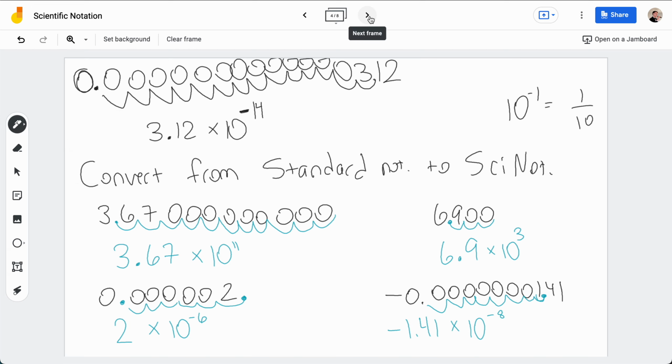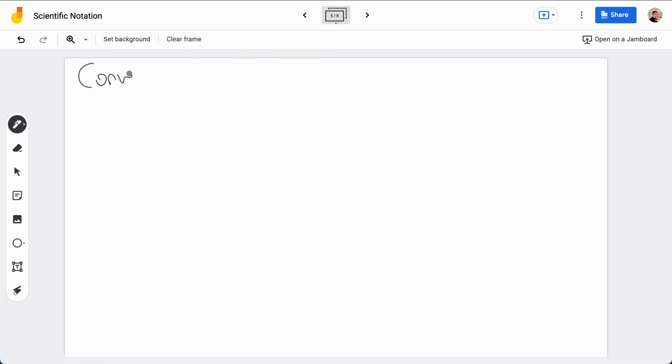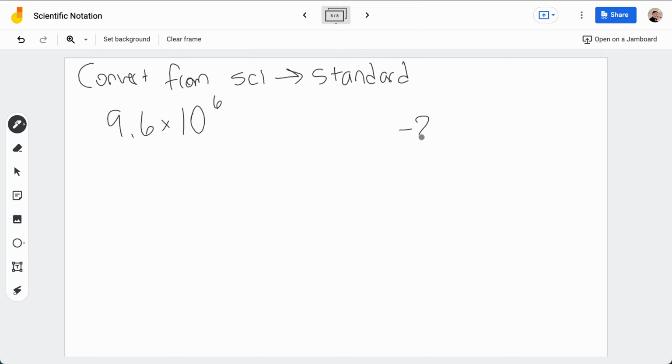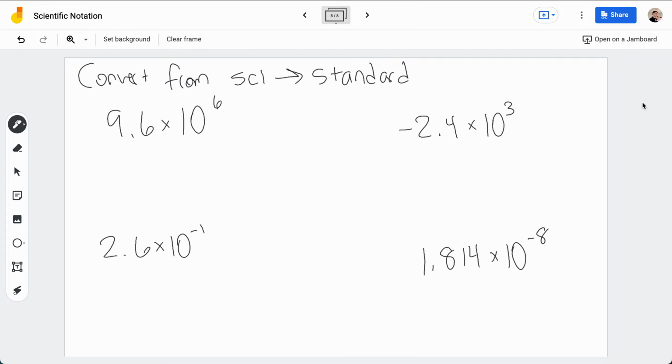Let's also try going the other direction. So let's say I want to convert from scientific to standard notation. Okay, so let's say, I'll give you a couple. 9.6 times 10 to the 6th. We'll do negative 2.4 times 10 to the 3rd. We'll do 2.6 times 10 to the negative 1. And 1.814 times 10 to the negative 8. So again, pause the video here and go ahead and try to do each of these 4 problems, and then you can resume and see how you did.